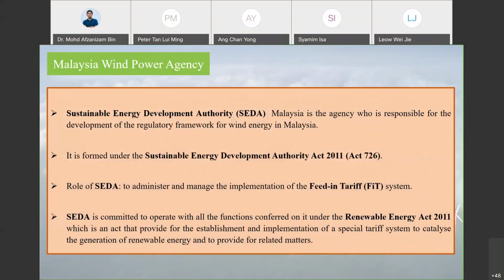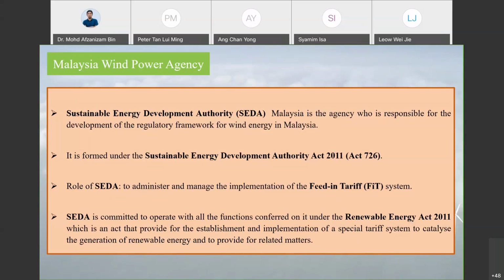My name is Riwajan. Now I will talk about the Malaysia wind power agency. The Sustainable Energy Development Authority, which is SEDA Malaysia, is the agency responsible for the development of the regulatory framework for wind energy in Malaysia. It was formed under the Sustainable Energy Development Authority Act of 2011. The role of SEDA is to administer and manage the implementation of the feed-in tariff system.